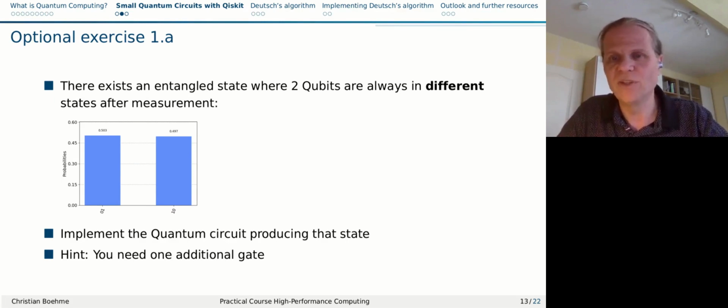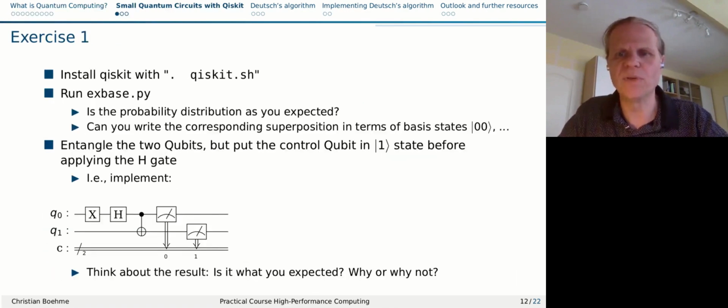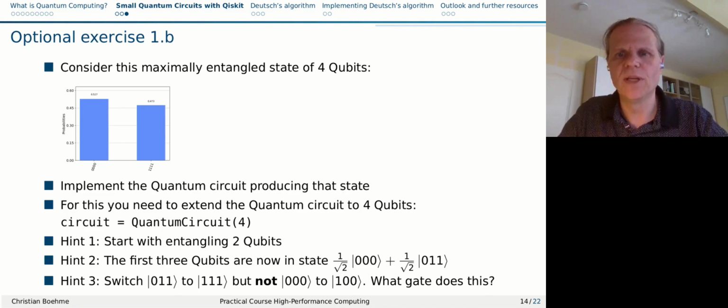Hint, I've written it here, you only need one additional gate, and you probably should just think in terms of how you can manipulate the original vector here, so that the exchange of these two terms in the end results in zero probability for A00, A11, and non-zero probability for these two states. Think a bit about it, it's probably easier than you think right now.